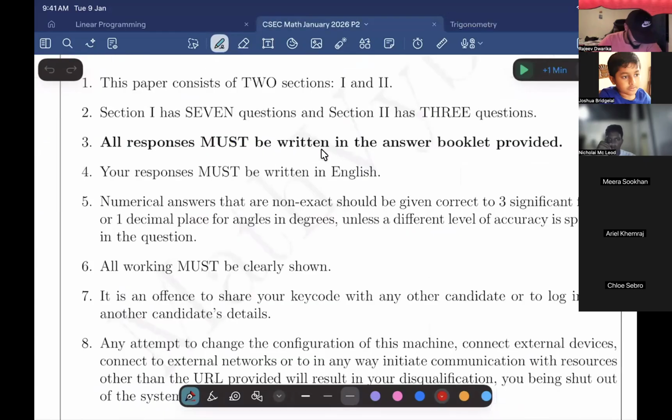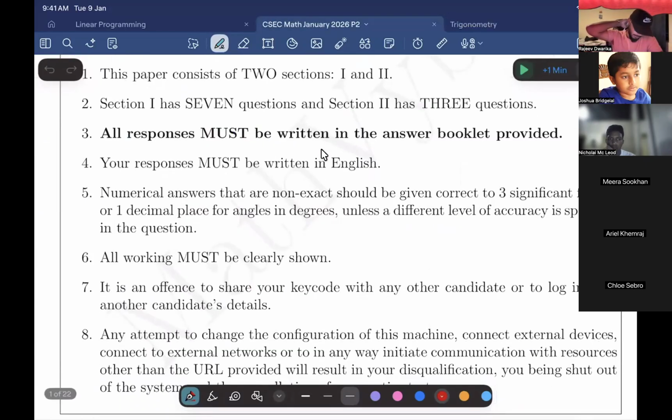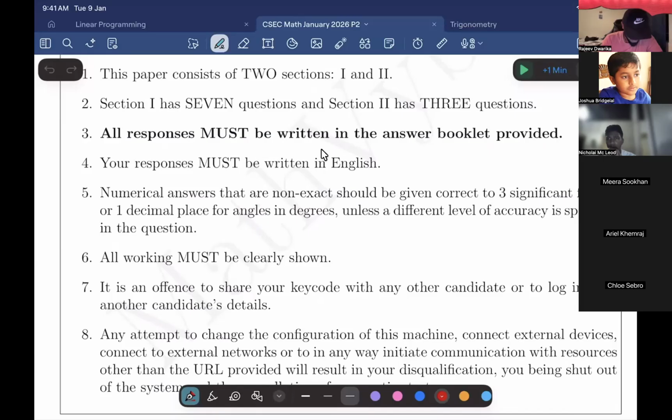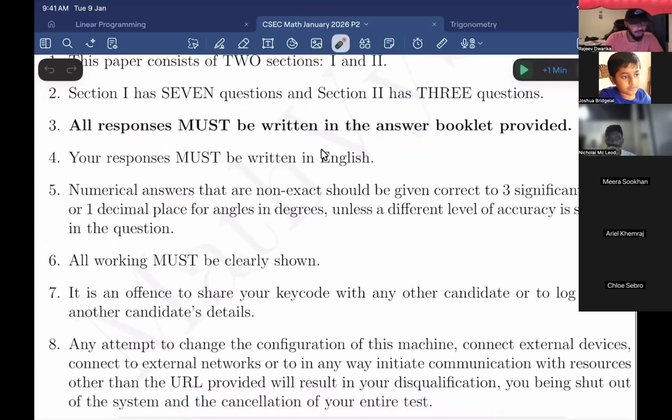Right, and like I said, Nikolai, you stop telling me to put it to two decimal places now. Watch. Somebody brought this to my attention because I didn't read this and I'm seeing it now. Numerical answers that are non-exact should be given correct to three significant figures or one decimal place. But then they said for angles, degrees, so I need to clarify on this a bit more, right? But it's a bit weird.